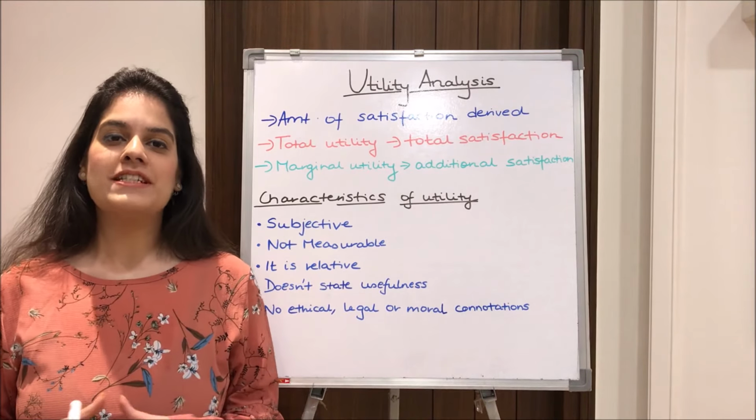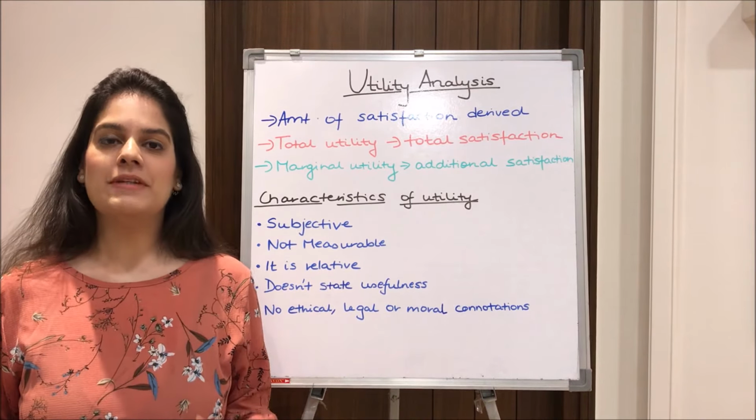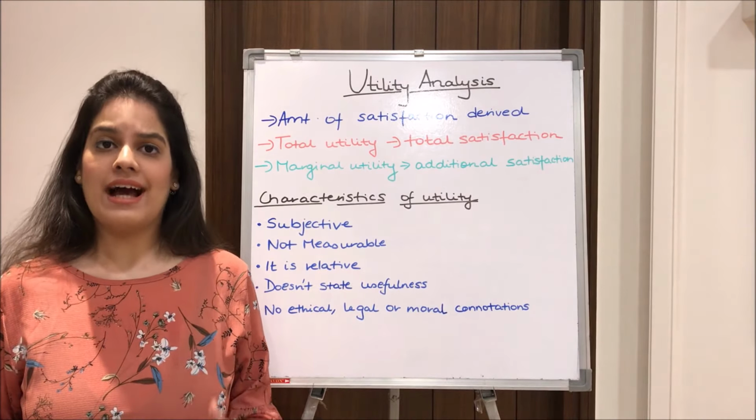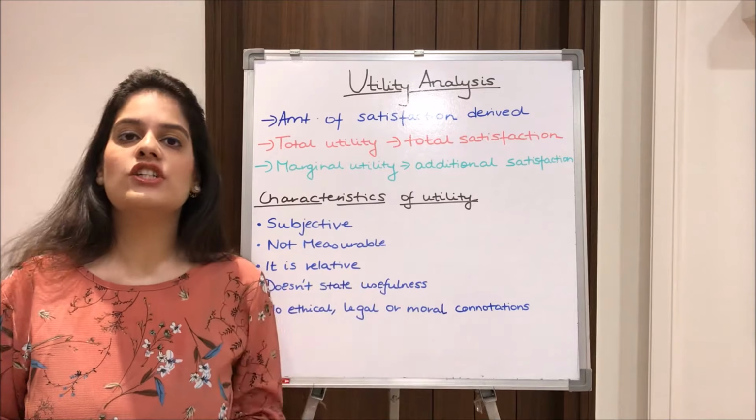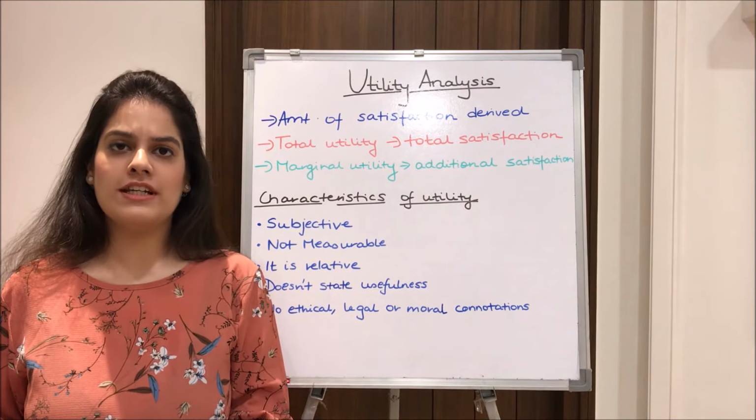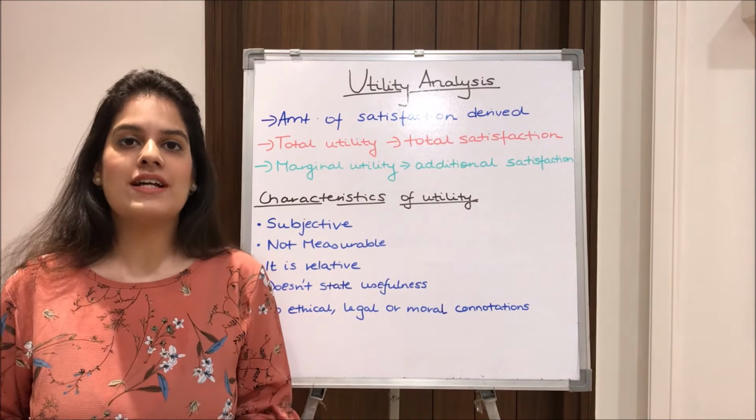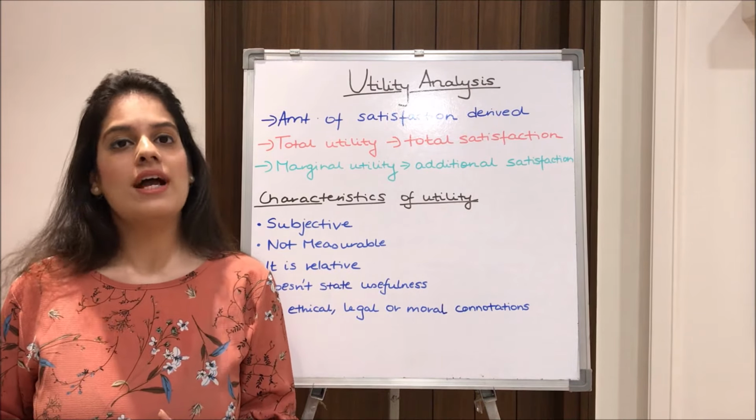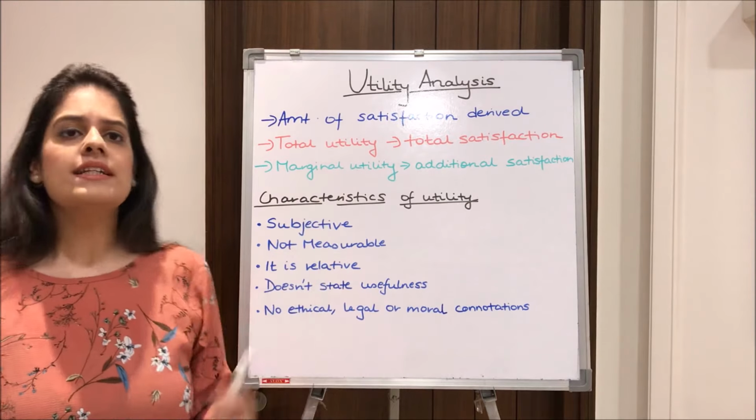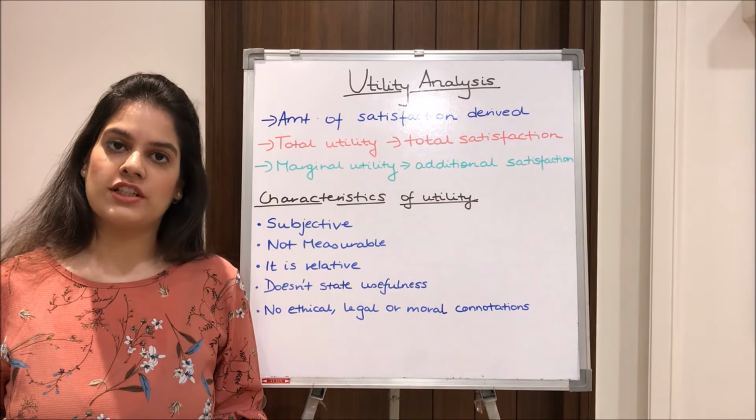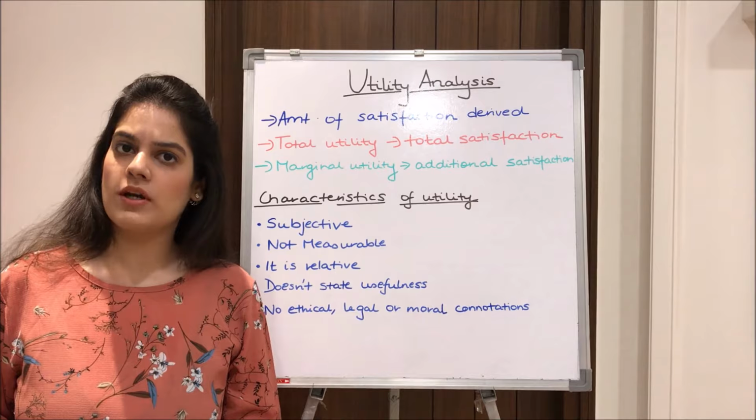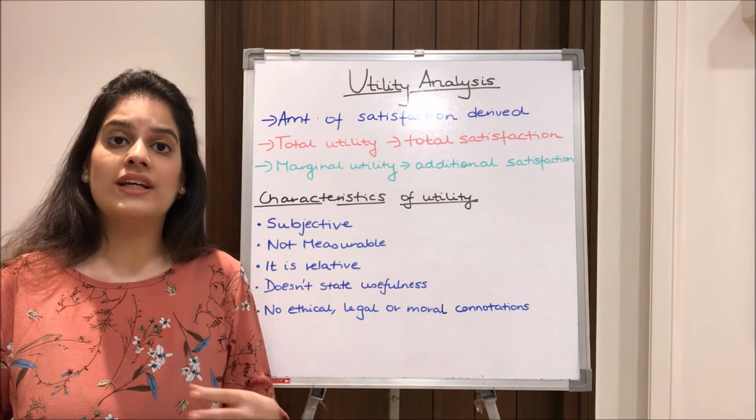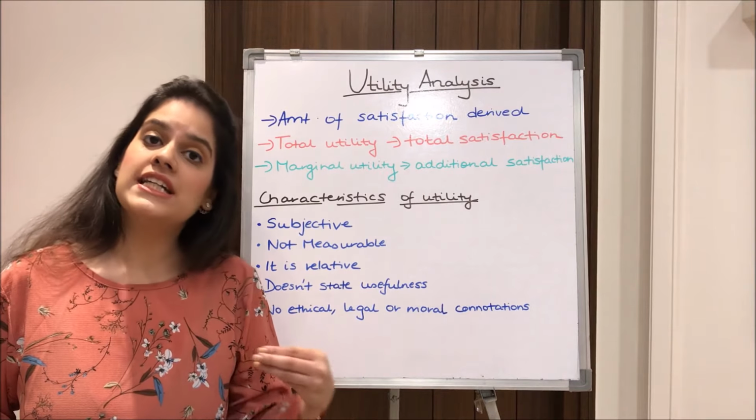So firstly, let me tell you what exactly does utility mean. Utility is the want satisfying power of a commodity. In other words, it is the amount of satisfaction derived from consuming a commodity. For example, a pizza satisfies our desire for hunger, whereas Netflix satisfies our desire for entertainment. Total utility is the total amount of satisfaction derived from consuming a specific commodity, whereas marginal utility is the additional satisfaction we get from consuming every additional unit.